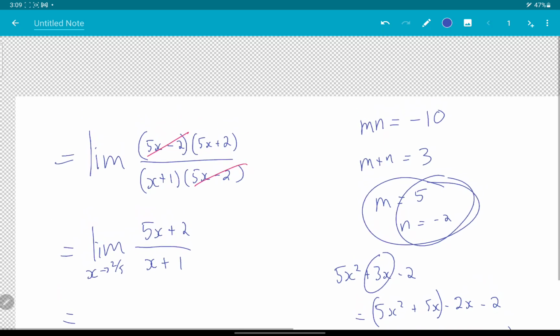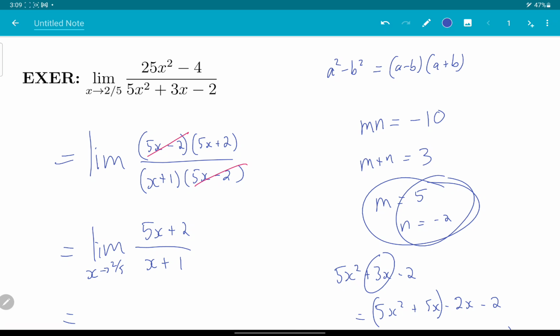Okay, so the limit was a problem to begin with. I didn't even check because I'm getting lazy in my old age, but if you try to plug in 2 fifths at the beginning, you're going to get 0 over 0. Now with my factor and cancel fancy business, I have taken away my problem. My problem was 0 over 0, and that is gone now.